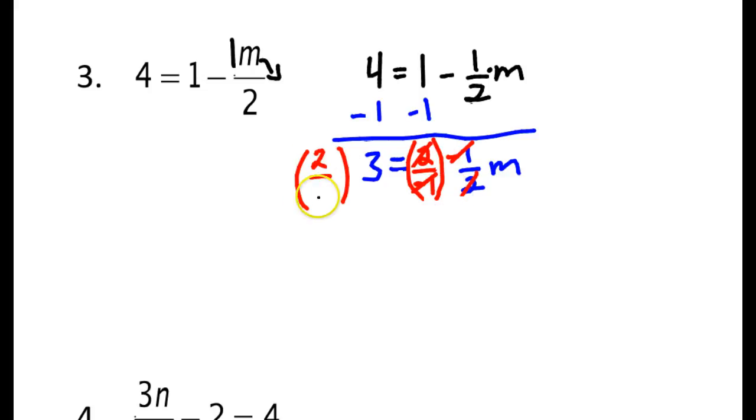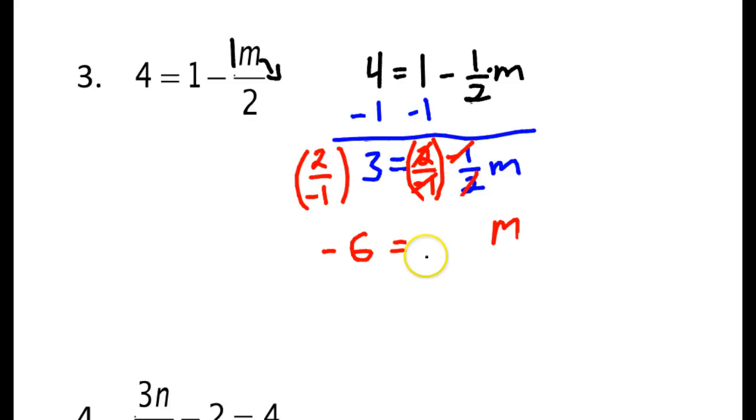Of course, we want to do it on both sides. So we have m left over on the right-hand side. Everything else equals 1. And on the right-hand side, 2 times 3 is 6, but divided by -1, that is -6.